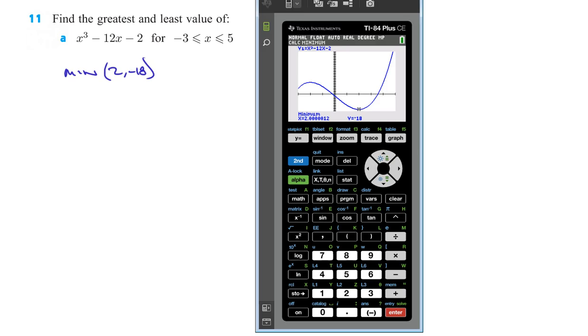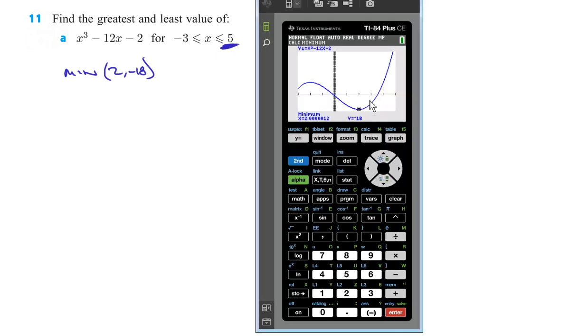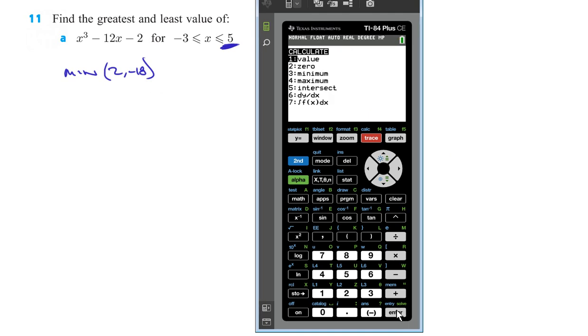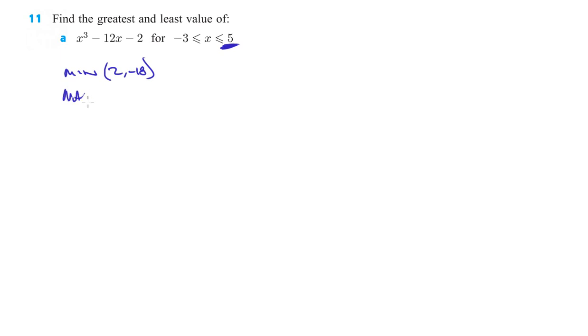Then the max we know is going to be up here right at the end of the scale at 5. On the graphing calculator, we can simply plug in 5. Actually, here's the easy way to do it. Second trace, and then we want value. If I push enter, push value, push x equals 5 and push enter, it's going to tell us what the y value is. So the max is going to be at 563.